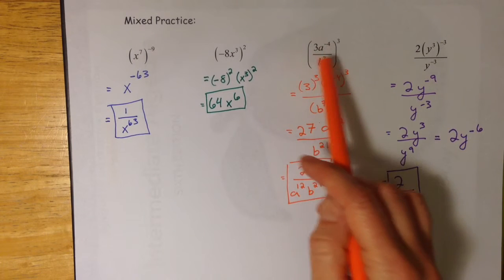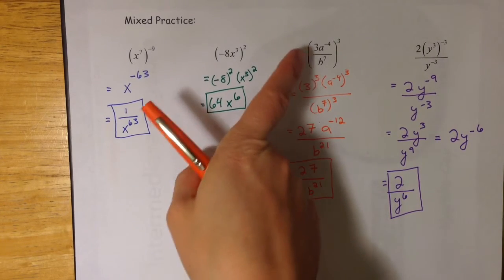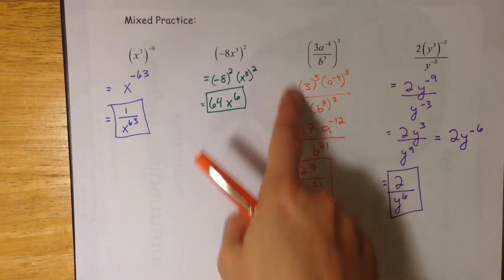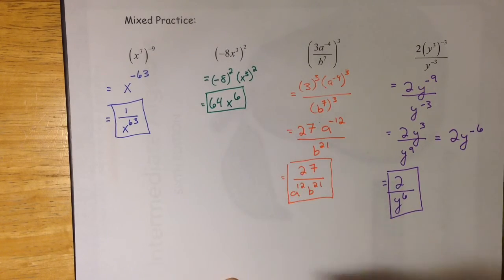This third problem has a whole bunch of stuff being raised to the 3rd power. Everything inside is multiplication and division, so we can use the power of a product and power of a quotient rules to say that I really just need to cube all 3 of these pieces, which is what I wrote down here. Then 3 cubed is 27.